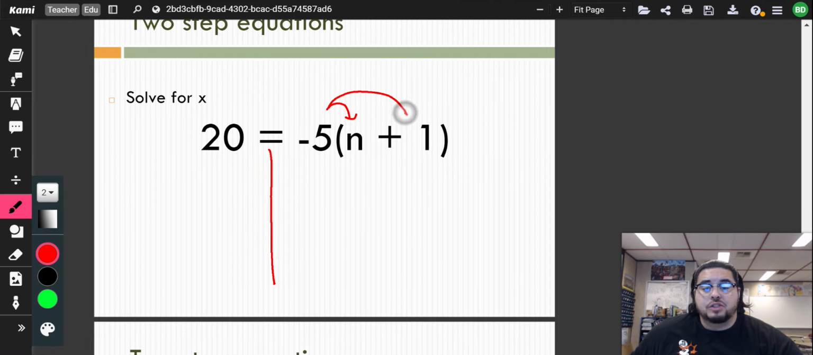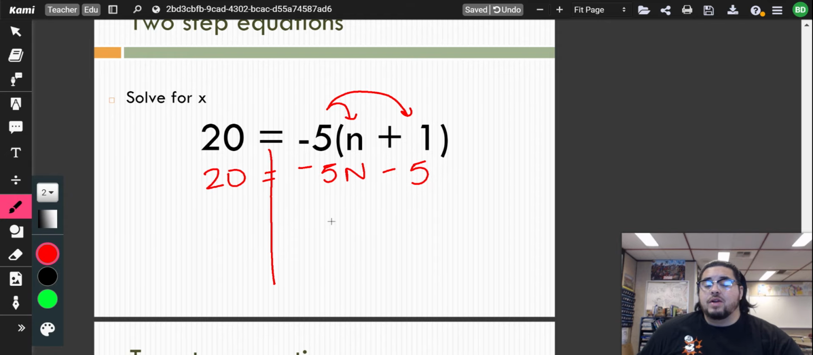So when I distribute, I multiply negative 5 by what's in the parentheses, so that becomes negative 5n, and negative 5 times positive 1 is negative 5. Now, the reason we distribute again is because now I have something very similar to the problems I was starting out with at the beginning of this lecture. So I can use what I did at the beginning of class to solve this. First, I'm going to get rid of the plus or the minus 5 by adding 5.